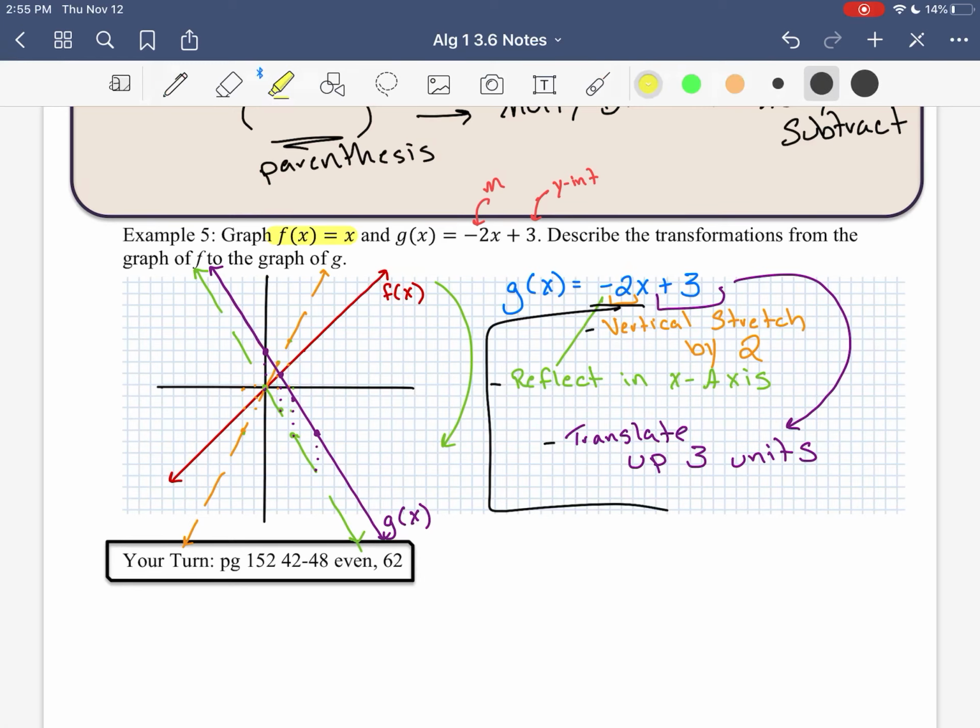Okay, so now our last bit of practice. Page 152, 42 through 68, and then number 62. Don't forget that number 62 there on the end. Make sure you do him. Okay, please see me if you have questions.